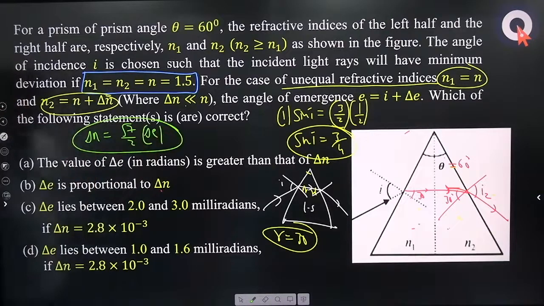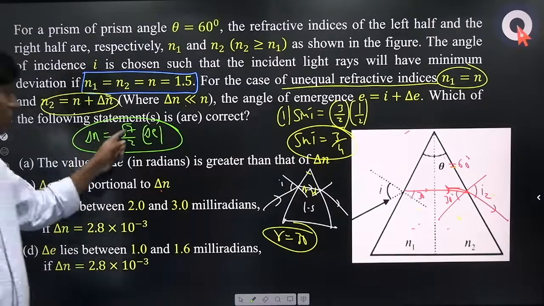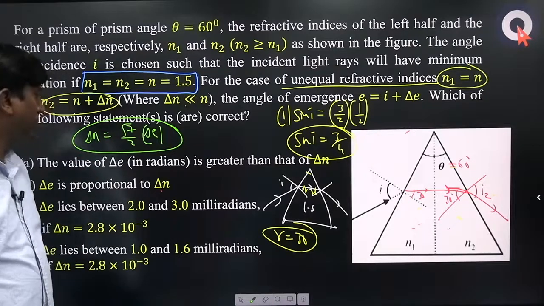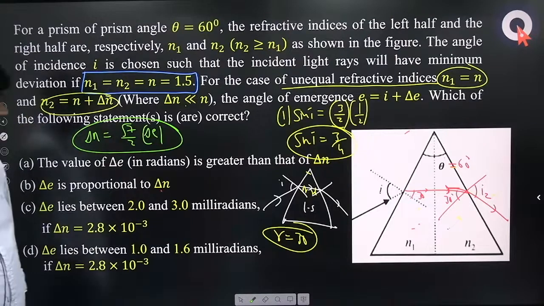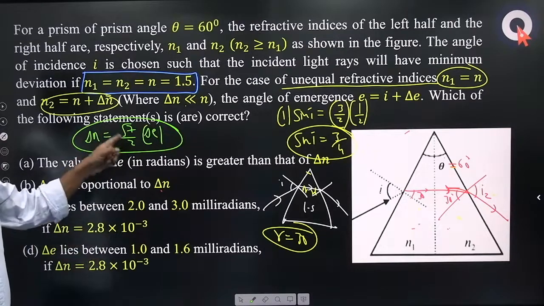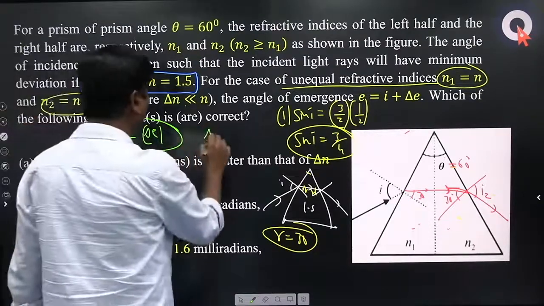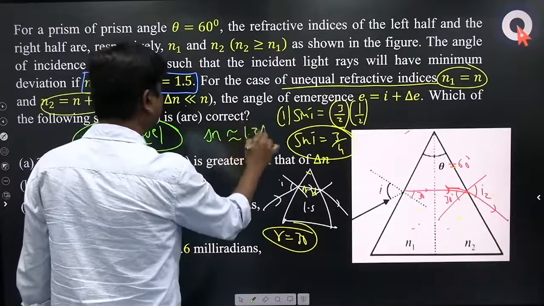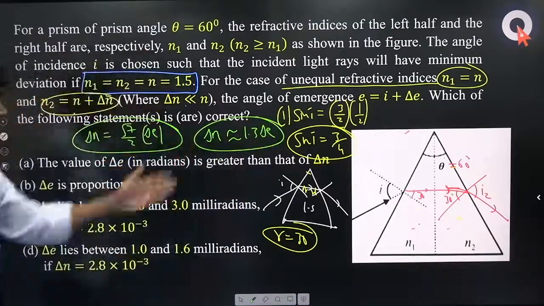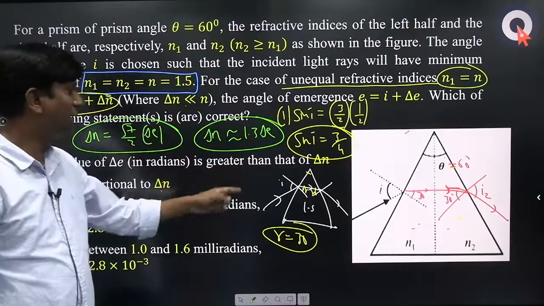So look at this and just try to check it. The value of delta E in radians is greater than that of delta N. So root 7 is around 2.6, by 2. 2.5 squared is 6.25, so even if we take 2.6 by 2, that is 1.3. So delta N is roughly around 1.3 times delta E. Now please check which is greater: delta N is greater. So the statement that delta E is greater than delta N is wrong.